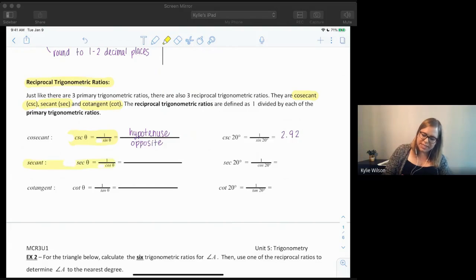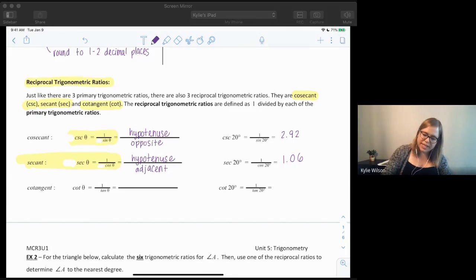So my next one is secant, and secant is equivalent to 1 over cosine of theta. So if I were to write that as a fraction, all I would do is flip my cosine fraction, like that. And now let's do another example. So secant of 20 is equal to 1 over cosine of 20. 1 divided by cosine of 20 is going to give me 1.06. Like that.